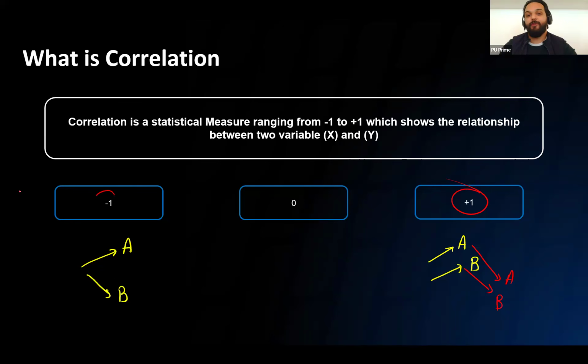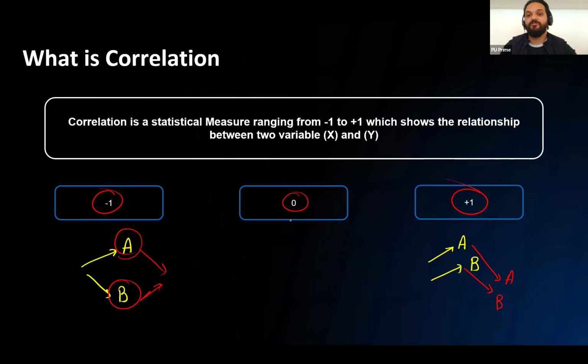Now, if it's -1, here you have diversification, because if the price of B goes down, the price of A is going to go up. If the price of A goes down, the price of B is going to go up. So you're not losing, you're just covering. One investment is covering the other investment.